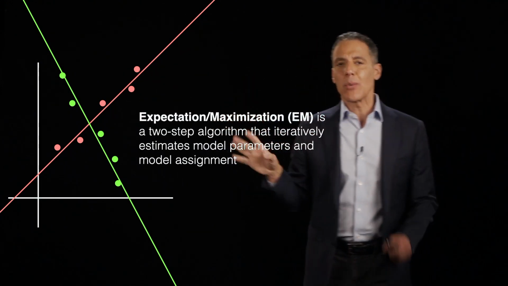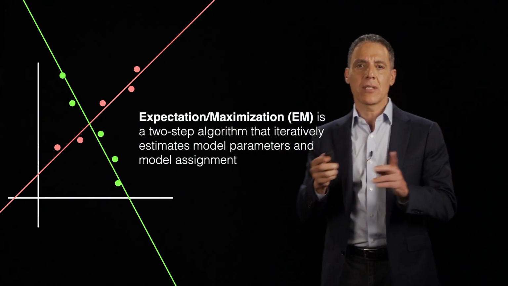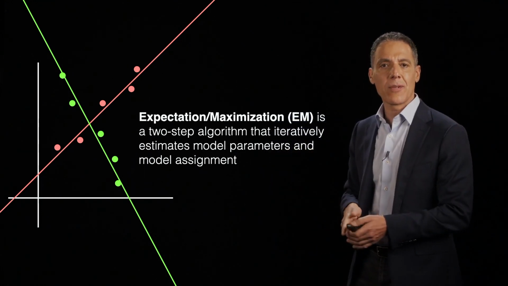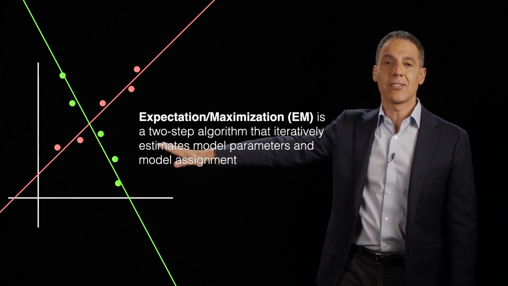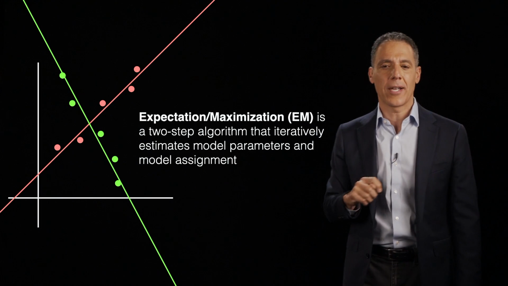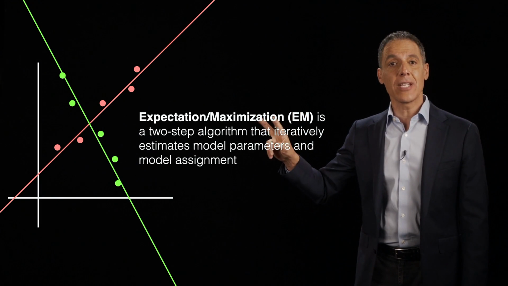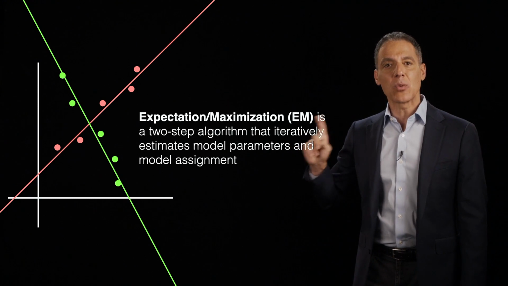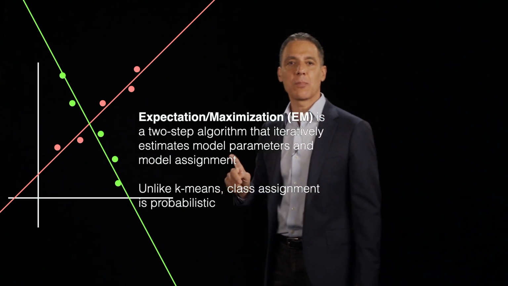Now, so we have the same problem. We've set it up exactly the same way. If I tell you the model, class assignment is easy. If I tell you class assignment, model estimation is easy. This new algorithm is called expectation maximization, and by the way, we could have run k-means on exactly this. We're going to introduce a new idea with one little twist, but a really important twist on it. Expectation maximization, EM, is a two-step algorithm that iteratively estimates model parameters and model assignment, exactly like k-means. Except there's one new twist to this, which is that unlike k-means, the class assignment is probabilistic.